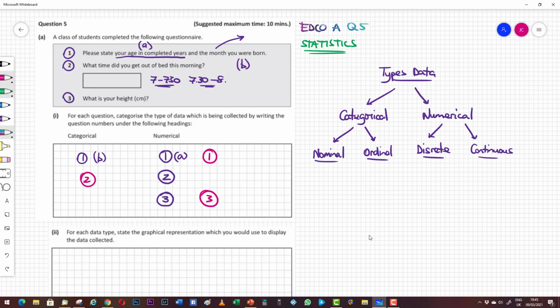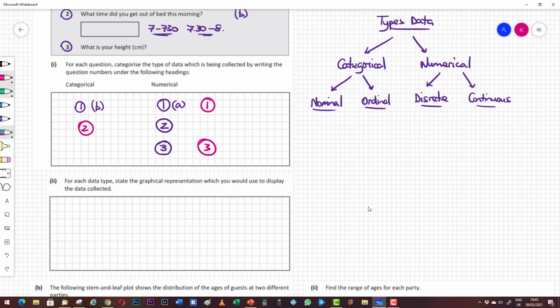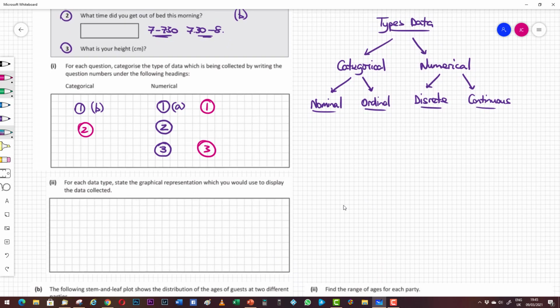Let's go on to the next question and talk about, for each type of data, state the graphical representation which you would use to display the data collected. So what they're asking is, what are particular graphs that are suitable for numerical data and what are particular graphs suitable for categorical data. So let's write down categorical on the left here, and we'll decide on a few graph types. And then on the right hand side we have numerical.